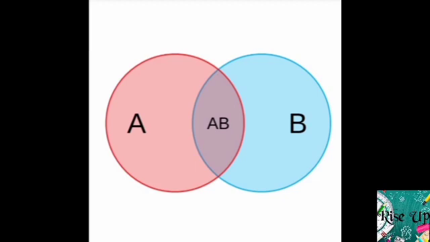Here you can see 2 sets A and B. The set A is depicted in pink color and set B in blue color. So when you enter any object in set A, the pink circle, those objects belong only to set A, not to set B. When you enter any object in the blue circle, those objects belong only to set B and not to set A. But in the middle portion, that is the AB portion, when you enter any object there, those objects belong to both the sets A and B.